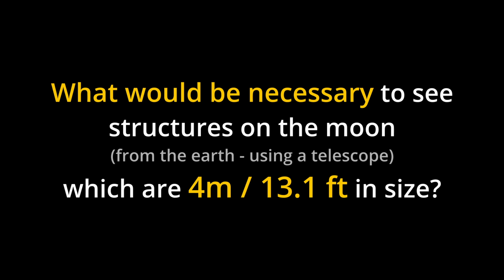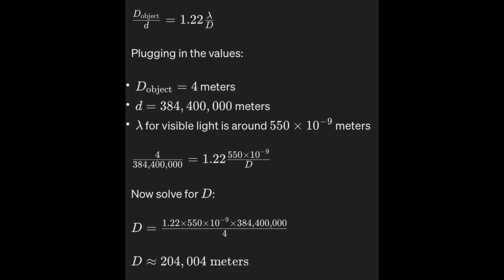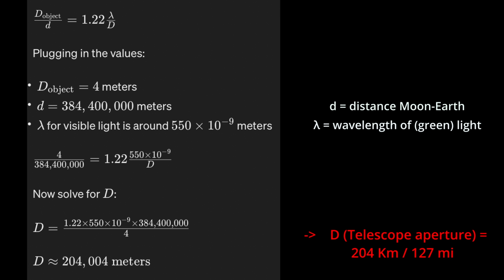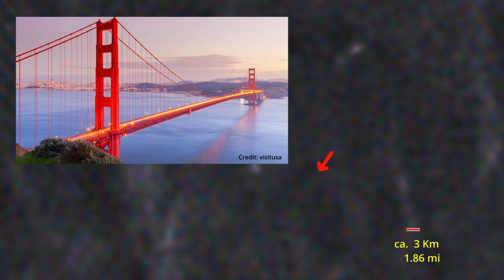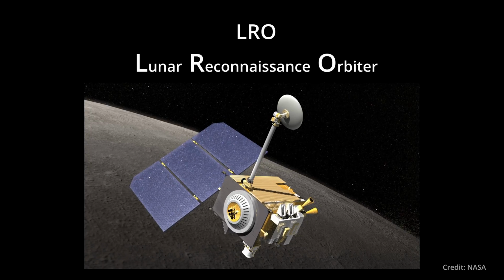What would be necessary to see structures on the moon which are about 4 meters or 13.1 feet in size? Let's do the math. This is a huge telescope size, far beyond what currently exists on Earth. To give you some perspective, there's a satellite orbiting the moon, and a few years ago this satellite made some images of the different Apollo landing sites. Really cool stuff.